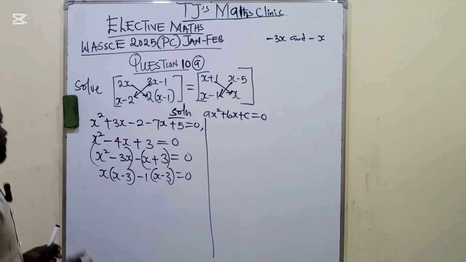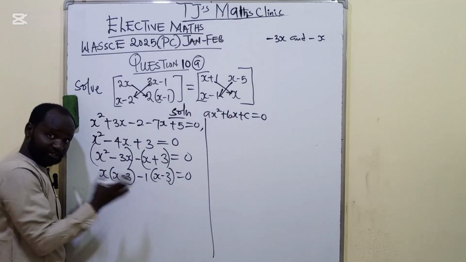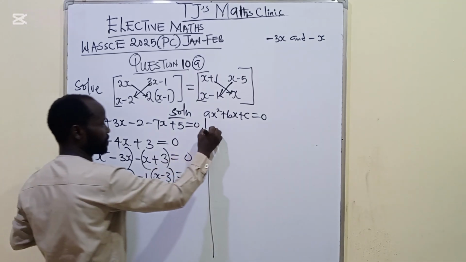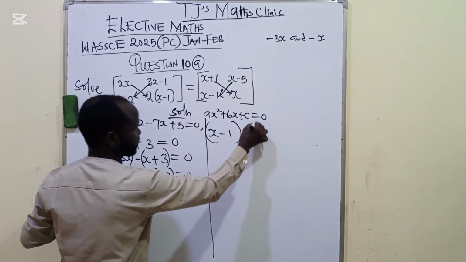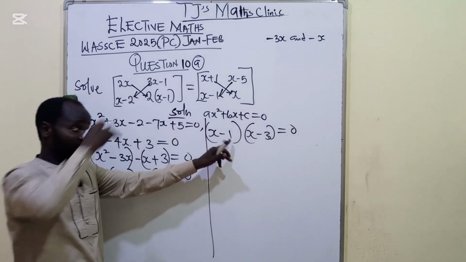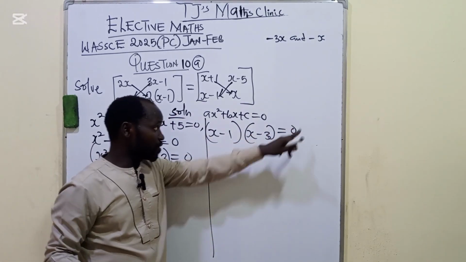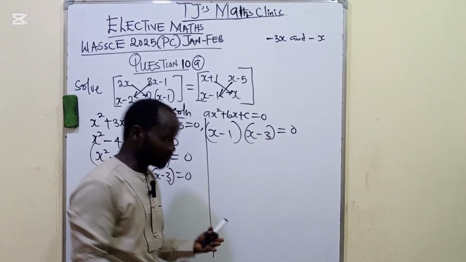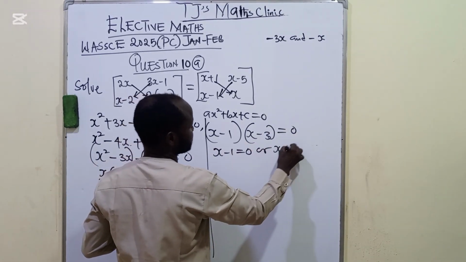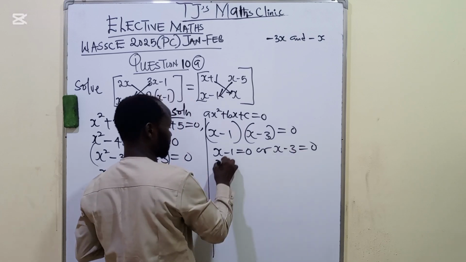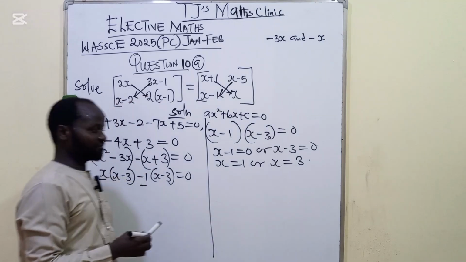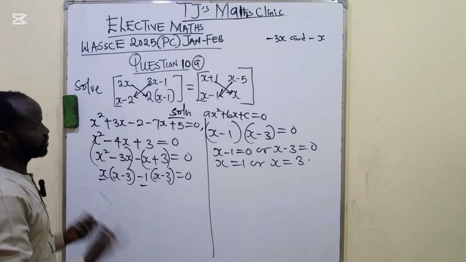Very important. What are we saying here? If we check critically, what we have in the bracket are the same. We can pick what we have outside. That will be x minus 1, then x minus 3 equals 0. So either x minus 1 equals 0 or x minus 3 equals 0. So x is 1 or x is 3. So this is the value of x and we can check.